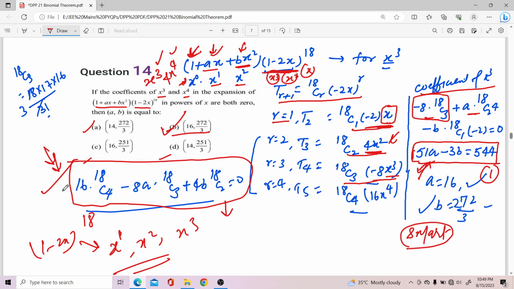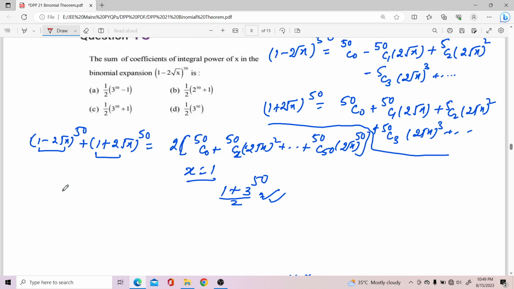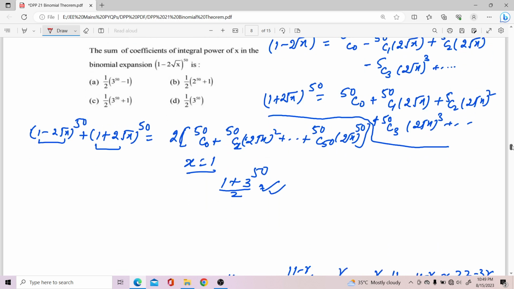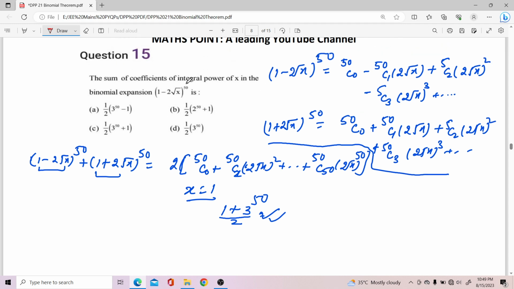So this was question number 14. Now let us move to question number 15. So what is to be done in this question number 15? You can see this question number 15. The sum of coefficients of integral powers of x in the binomial expansion.